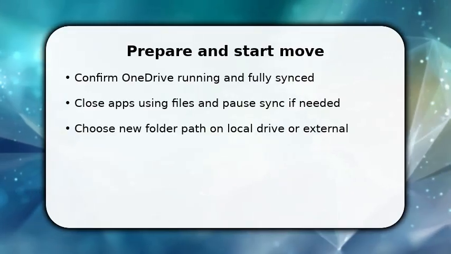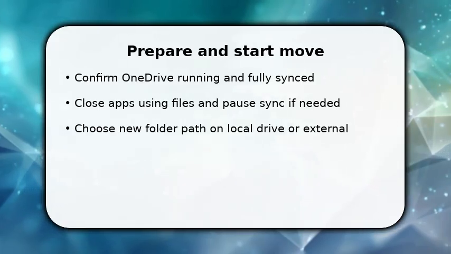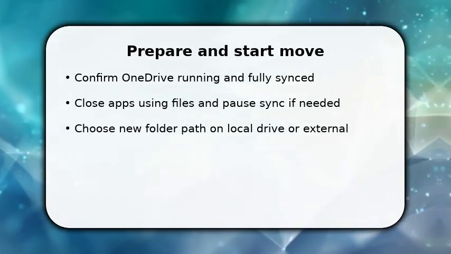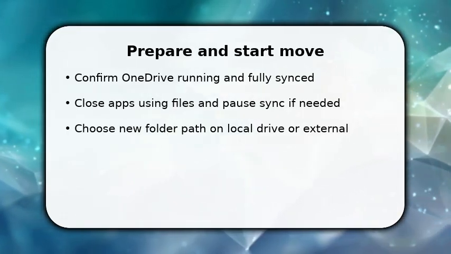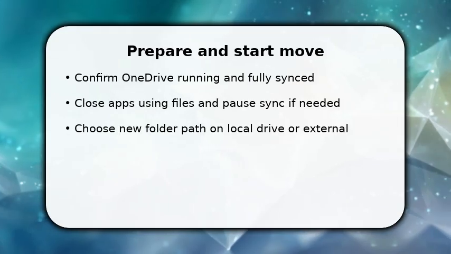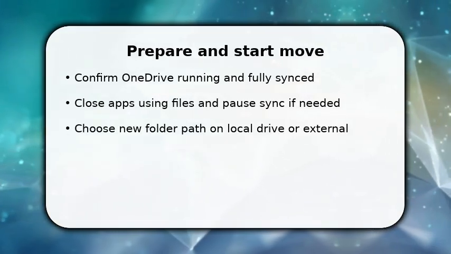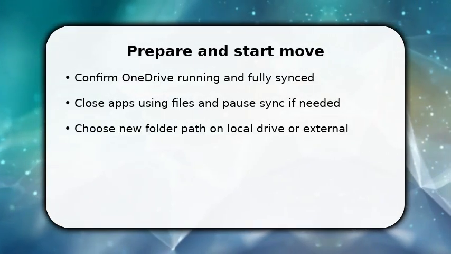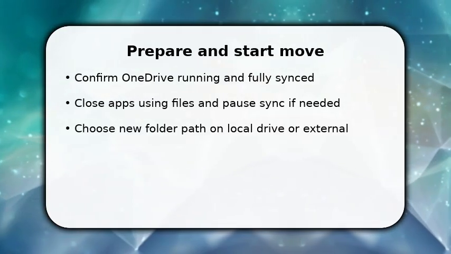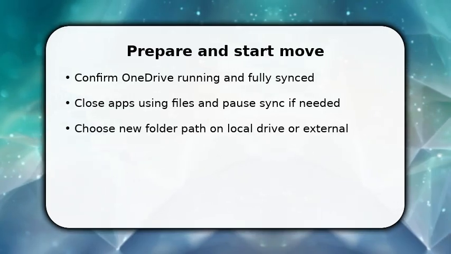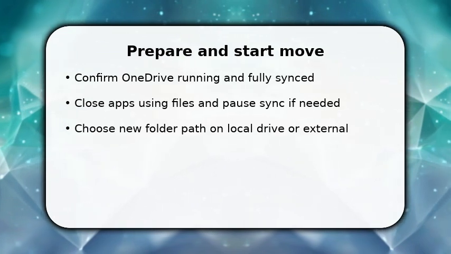You'll begin by ensuring OneDrive is running and fully synced so nothing gets lost. This prevents conflicts. Once done, close any apps using Files and Pause Sync to avoid mid-transfer changes. Next, pick the new folder path on the local drive for speed or external for storage, because location affects access and backup. Make sure the target has enough free space and note the folder name exactly, as OneDrive links by path and will re-establish syncing from that location.